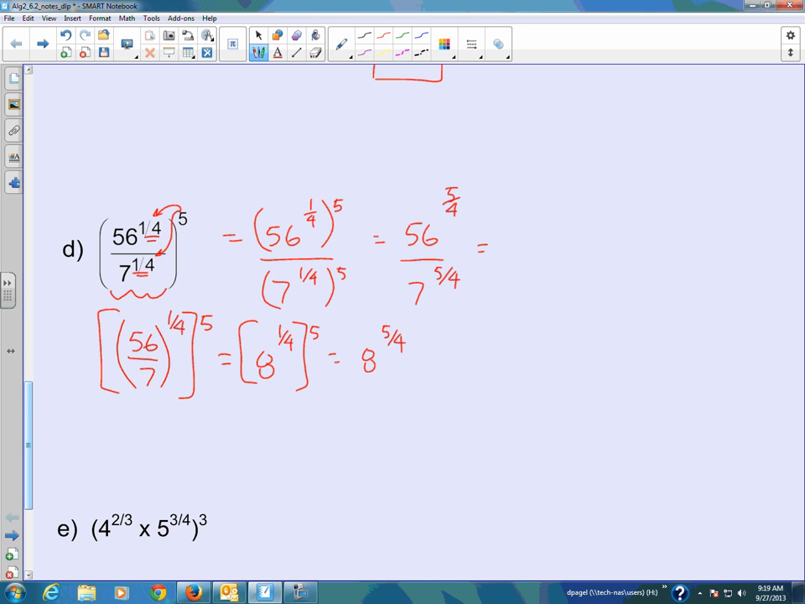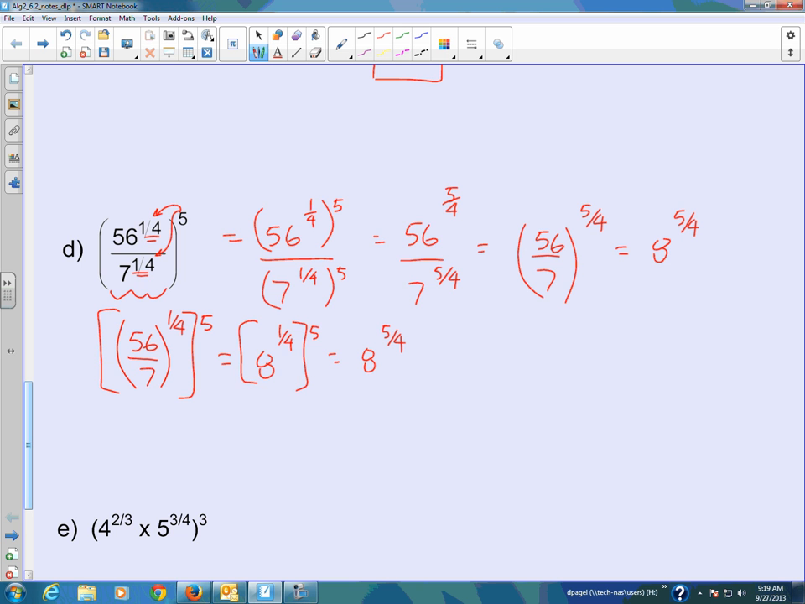I'm going to get the same thing over here, because what happens here is I see that 56 divided by 7, they both have the same exponent, so I'm able to write them as a quotient to the power of 5/4, and this would become 8 to the 5/4 power.